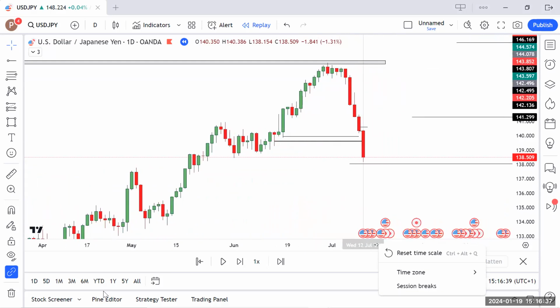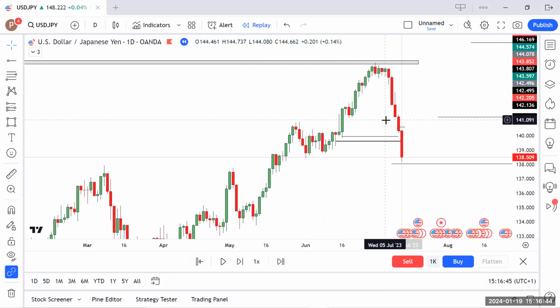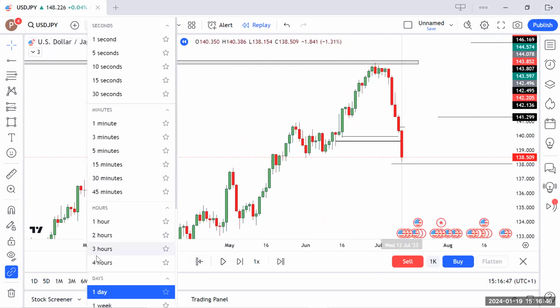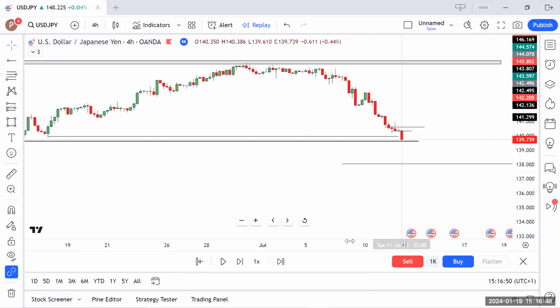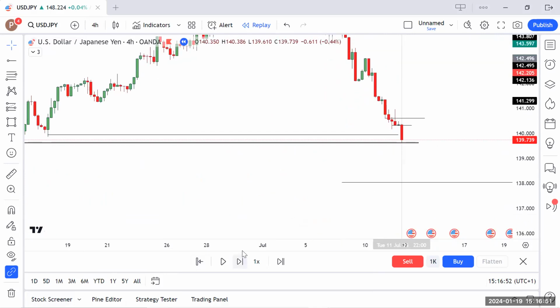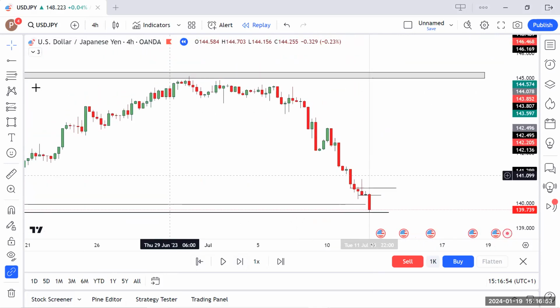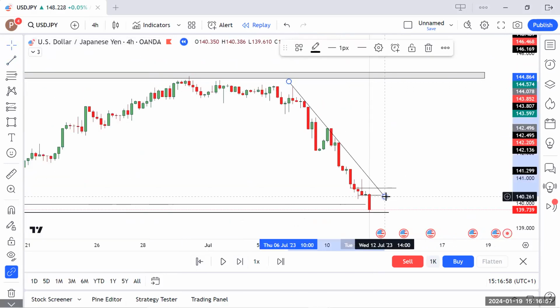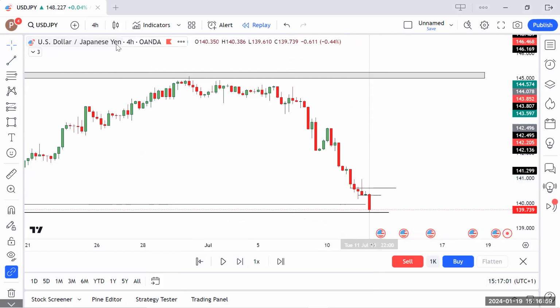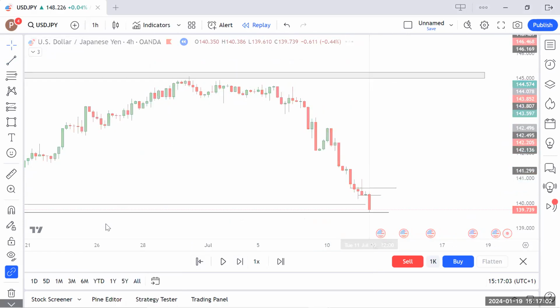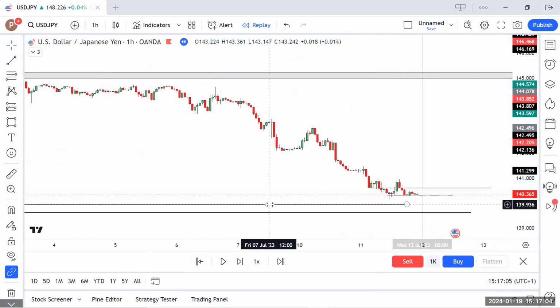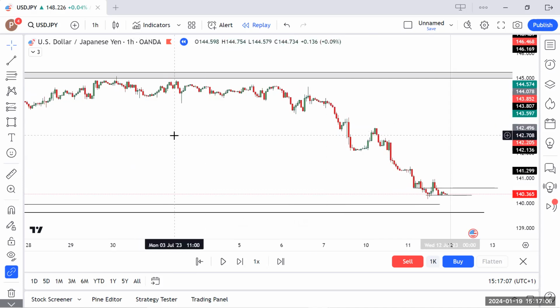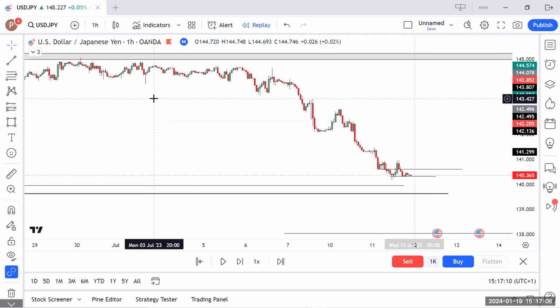So this right here, we can see a series of red candles, the market has been tanking to the downside. On the 4-hour time frame, the market is equally in a downtrend, right? So this is the trend. And then we move to the 1-hour time frame, and it's the same direction. We can see that the market is selling to the downside.